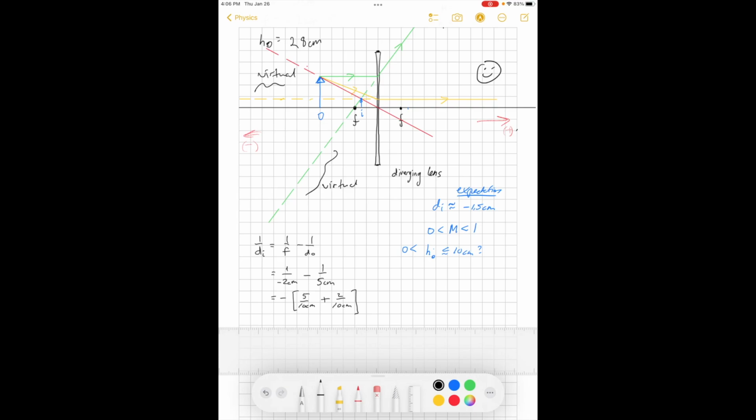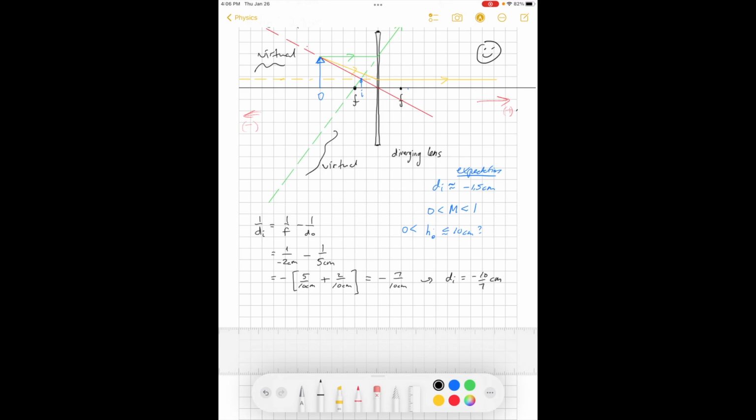So if I haven't screwed this up, which I don't think I have, this should be equal to minus 7 over 10 centimeters, and I have to take the inverse of that, so it would appear that the image distance would be negative 10 over 7 centimeters. That's 1 and a 3/7. So I guess we could just use a calculator for this. 10/7 is approximately minus 1.4. Okay, so that's actually pretty good compared to our expectations.